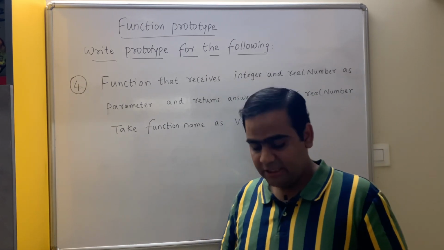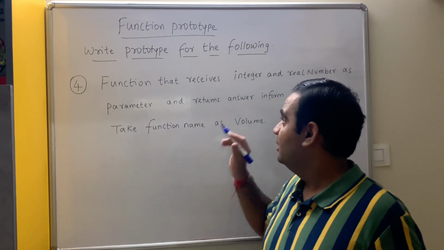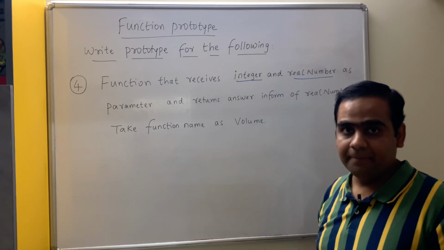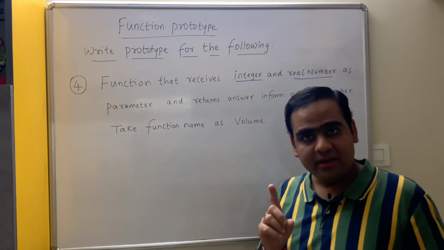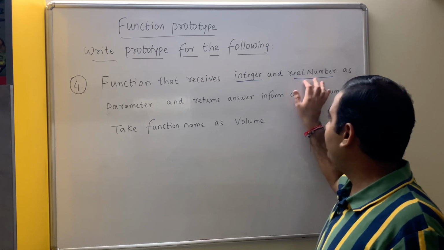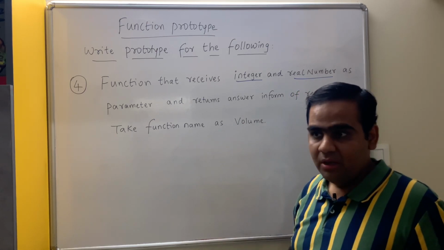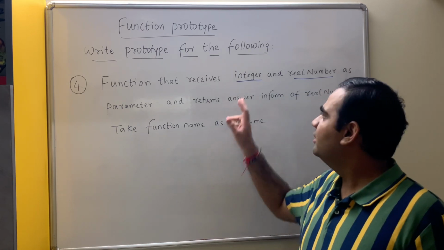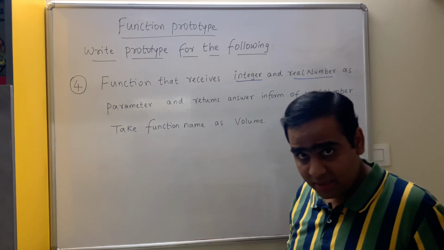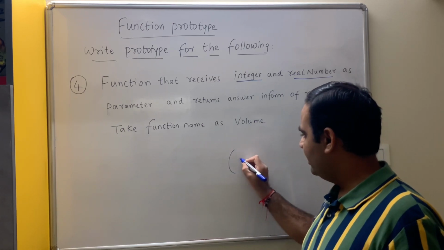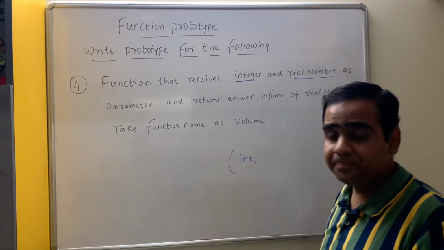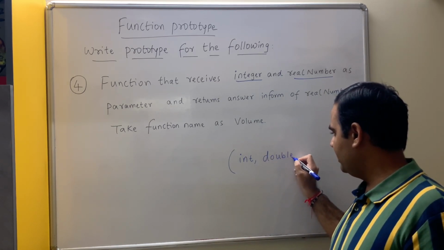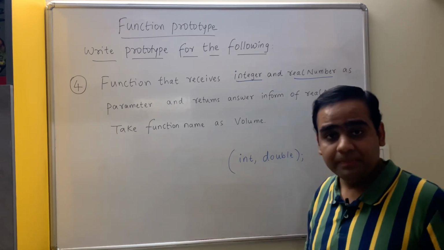Let's write the next prototype for the following statement. Function that receives integer and real number as parameter. That means the first parameter has to be an integer and the second parameter has to be a real number. We know that an integer is also a real number, but they have specifically said that the first parameter has to be an integer. Therefore, the first parameter is integer. The second parameter is real number represented by double data type. This is the input to the function.